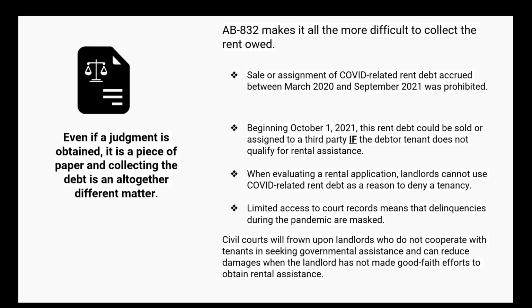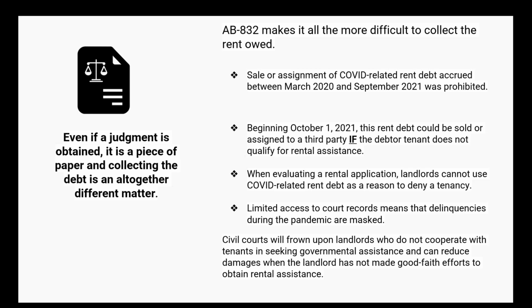1, assigning rent debt that has accrued between March of 2020 and September of 2021 is prohibited. Beginning October 1st, 2021, rent debt can be sold or assigned to a third party only if the debtor does not qualify for rental assistance.